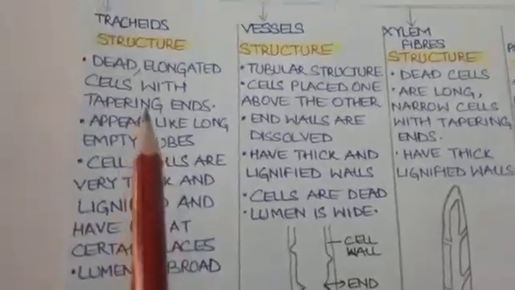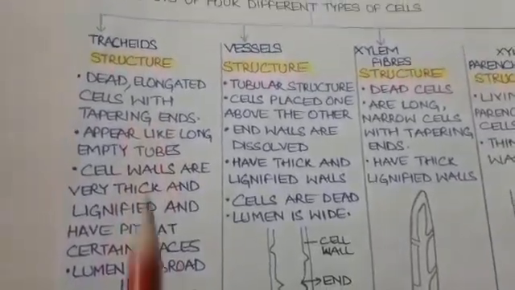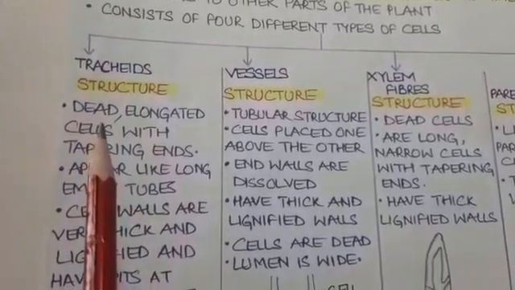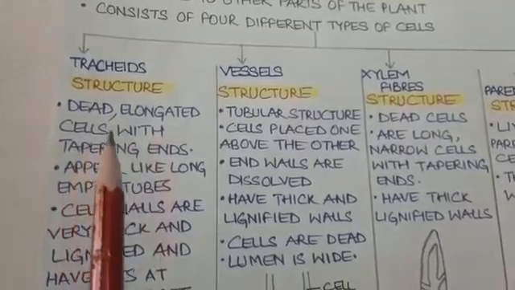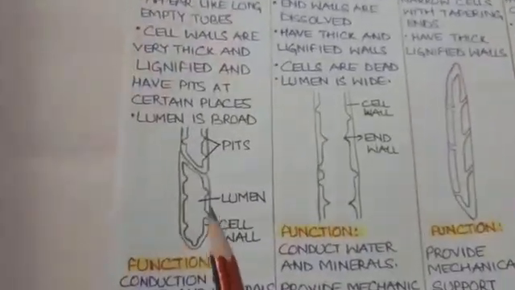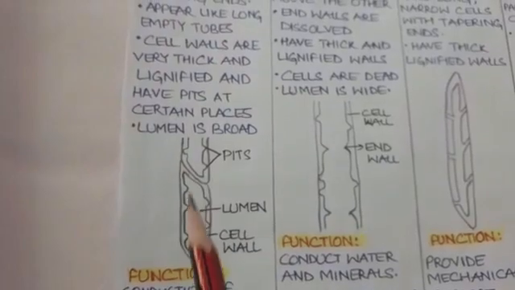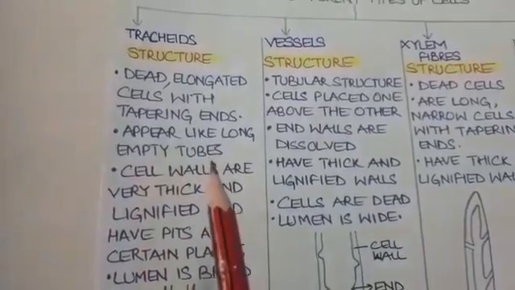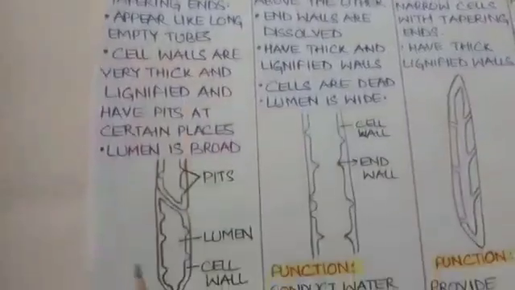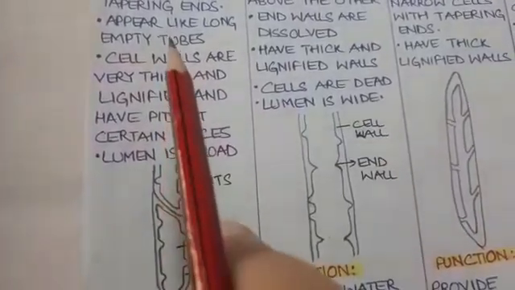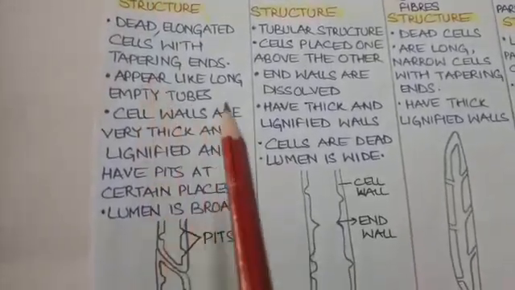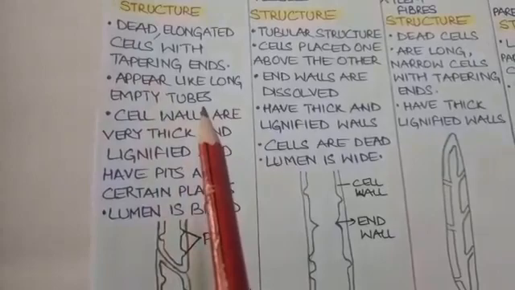Let us see the structure and functions of these 4 types of cells one by one. Xylem tracheids, these are dead, elongated cells with tapering ends. Tapering end means they are pointed ends. They appear like long empty tubes because the cells of tracheids are placed one above the other, forming a continuous column. So that is why they look like empty long tubes.